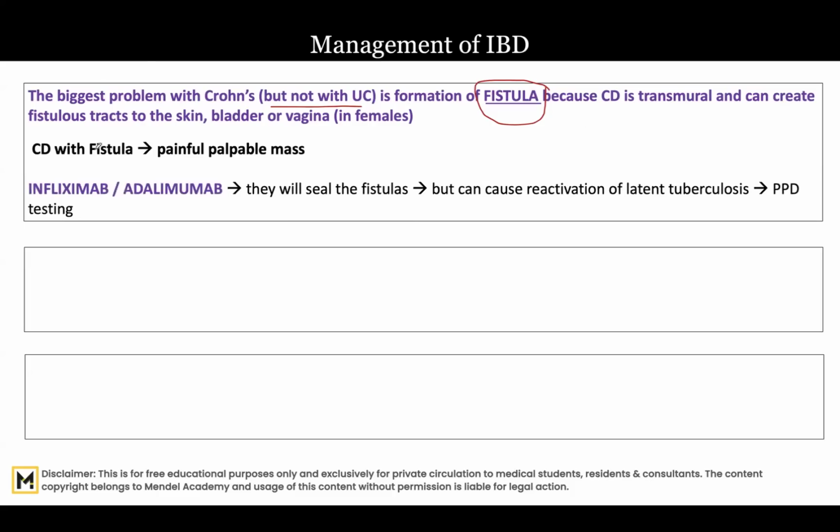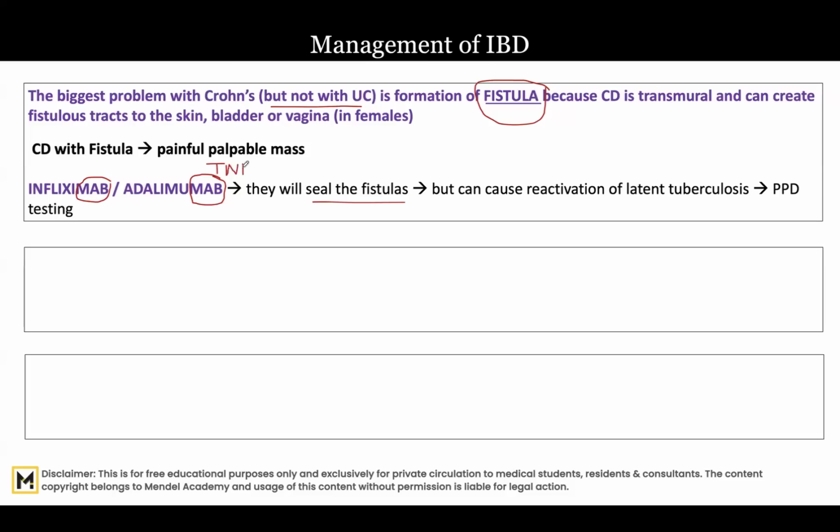And for that, you have to give monoclonal antibodies. These monoclonal antibodies could be infliximab or adalimumab. What is the mechanism of action? Can anybody tell me what is the mechanism of action of these two drugs? We have already mentioned that they will seal the fistulas, which means they are going to be used for the treatment of Crohn's disease, not for ulcerative colitis. Now, these are TNF alpha inhibitors, tumor necrosis factor alpha inhibitors.